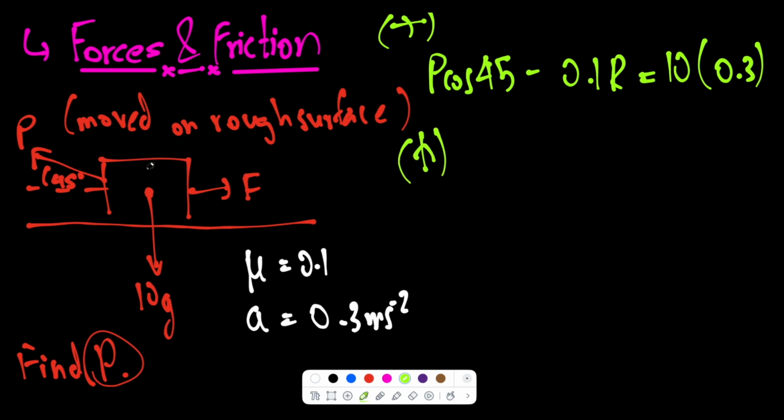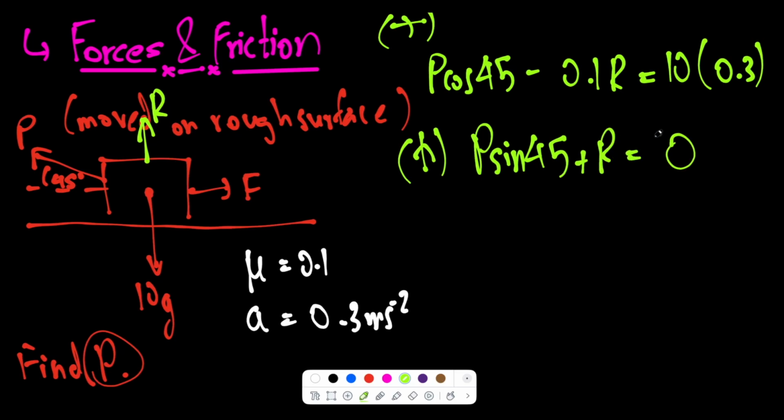And then let me consider vertically. When I consider vertically, we are never told that the box moves vertically up or down, so the box is in equilibrium in the vertical sense. So P sin 45 plus the reaction force. Do not forget the reaction force. So P sin 45 plus the reaction force is equal to 10g, and now we can solve these two simultaneous equations to obtain the value of P.